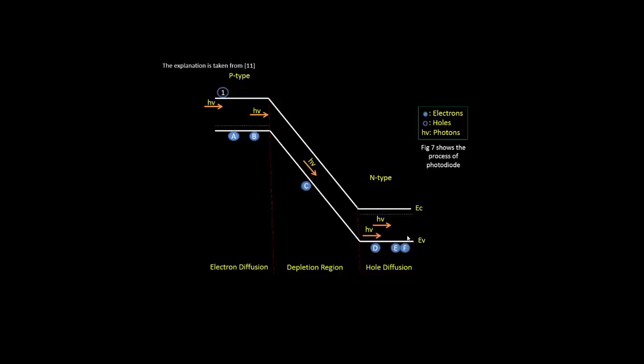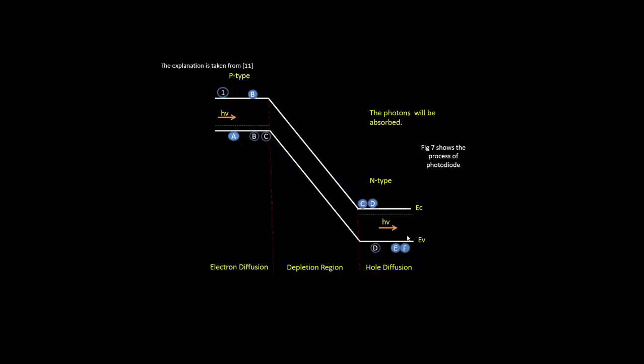When photons fall on or near the depletion region, the electrons are excited to the conduction band, leaving the holes in the valence band. In the depletion region, photogenerated electrons quickly drift to the N side and photogenerated holes drift to the P side, under the influence of the strong electric field, creating photocurrent in the external circuit.